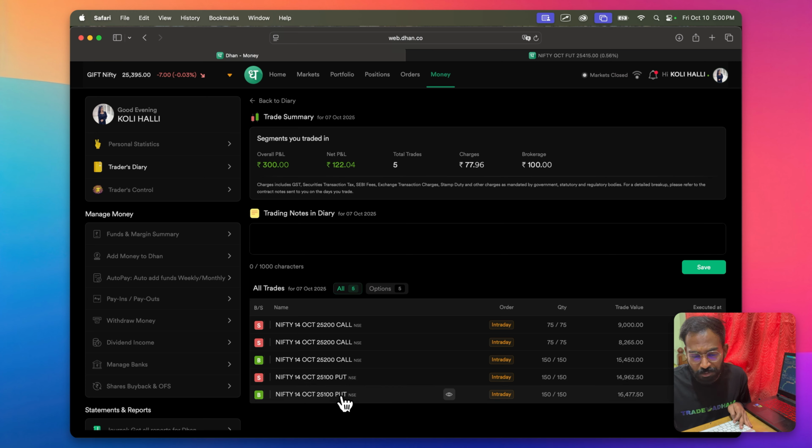Tuesday was pretty okay. I think I made around 300 rupees, and excluding all the charges, I was just up 100, which is nothing. But my aim was to get back in the momentum of taking trades and reading the market right.